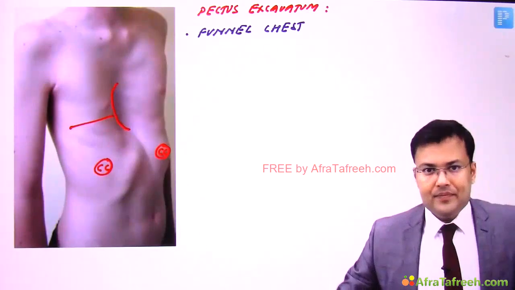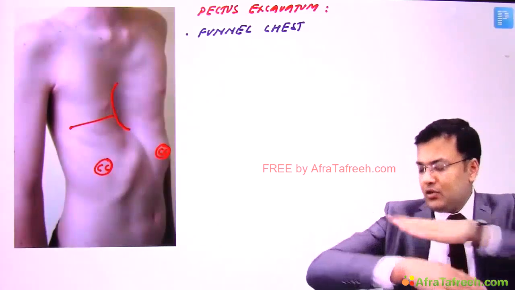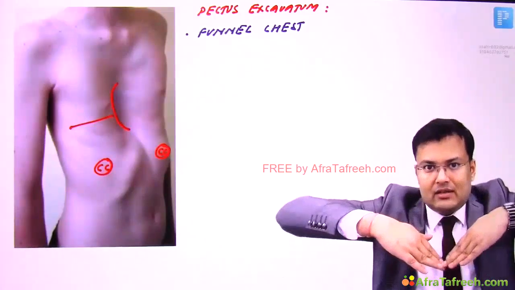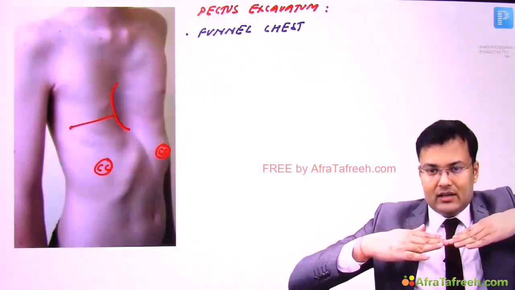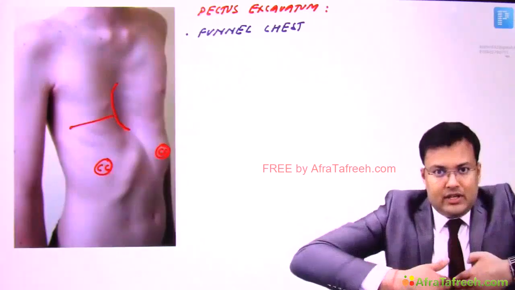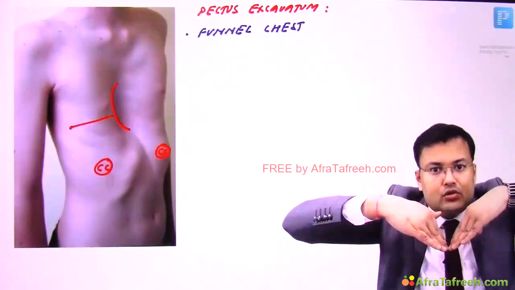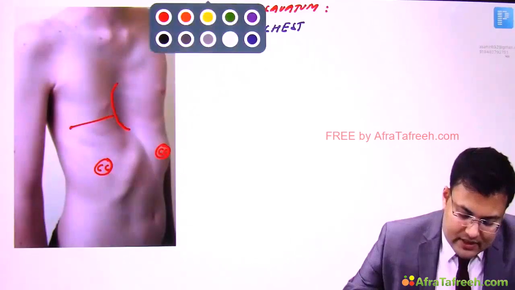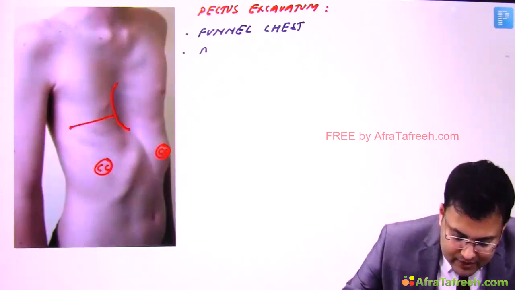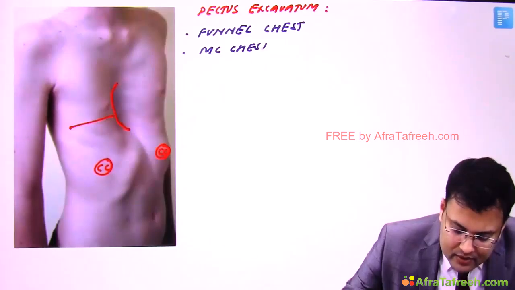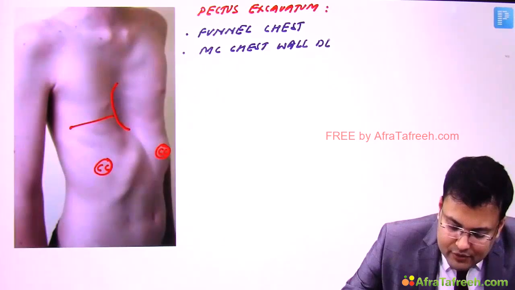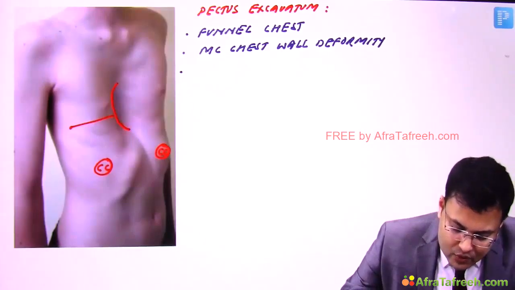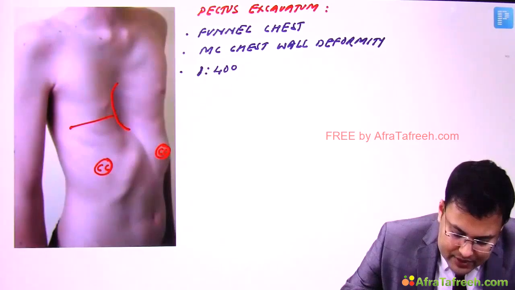Now see what is the problem here. This is the chest wall. Whenever there is overgrowth of this lower lateral costal cartilage, what happens? There is posterior sternal depression, and if you see the shape, it looks like a funnel, and that's why it is known as funnel chest. So we discussed that this is the most common chest wall deformity. What's the incidence? It's 1 in 400 live births.